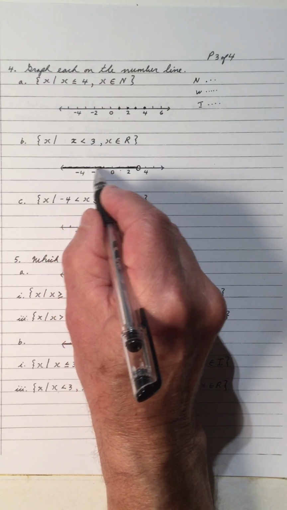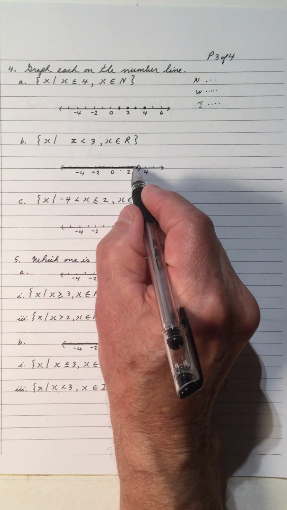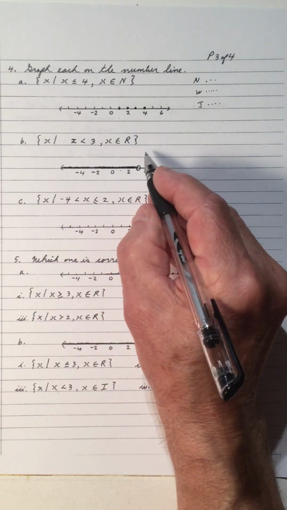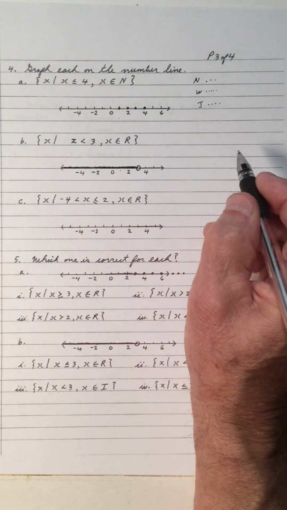So there it is, the shading. So that indicates all the numbers. Real numbers include the rational numbers and the irrational numbers, so less than 3.